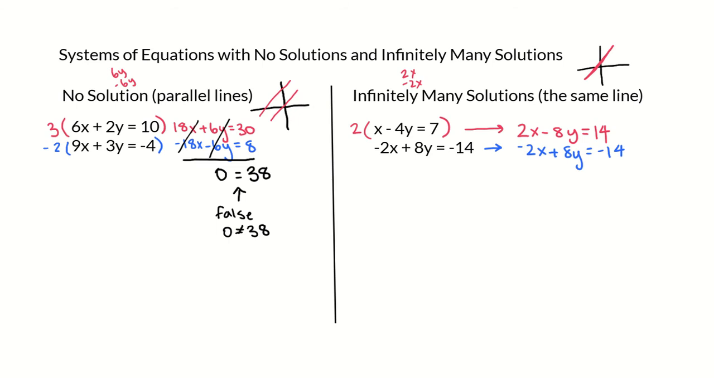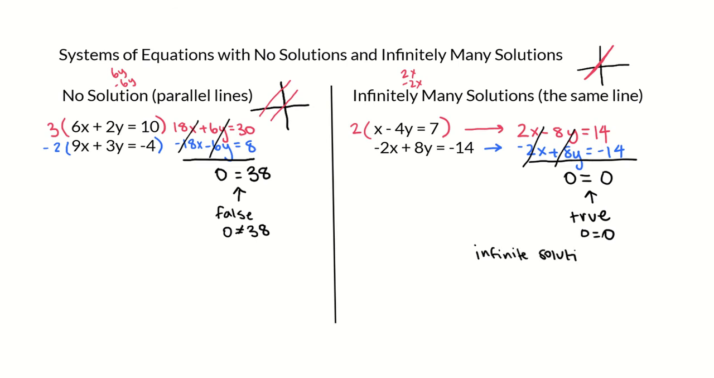And now at the elimination step, when we add these two equations together, the x's cancel and the y's cancel, so we get 0 on the left. And on the right, 14 minus 14 is also 0. So we end up with this true result because 0 is equal to 0. So if you're ever solving and both variables end up being eliminated and you have a statement that's true, that's when you have infinitely many solutions.